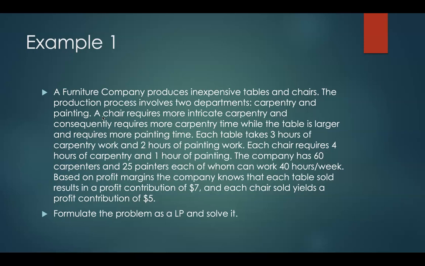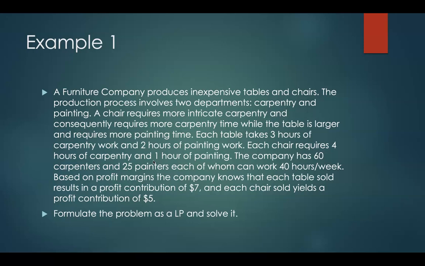So a chair is more intricate to make than a table. A table is just a slab of wood with four legs, but a chair has a lot of intricate joints and stuff. So a chair requires more time in the carpentry department, while because the table is larger, it requires more time in the painting department. So each table takes 3 hours of carpentry work and requires 2 hours of painting work, while each chair requires 4 hours of carpentry work and 1 hour of painting work.